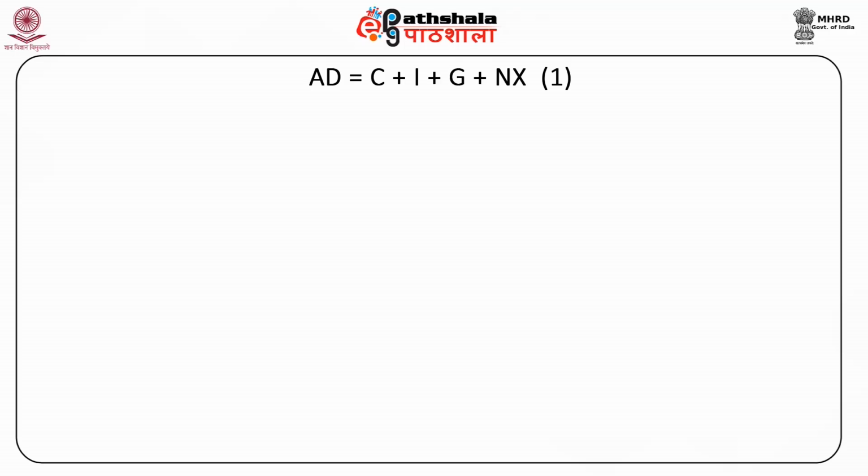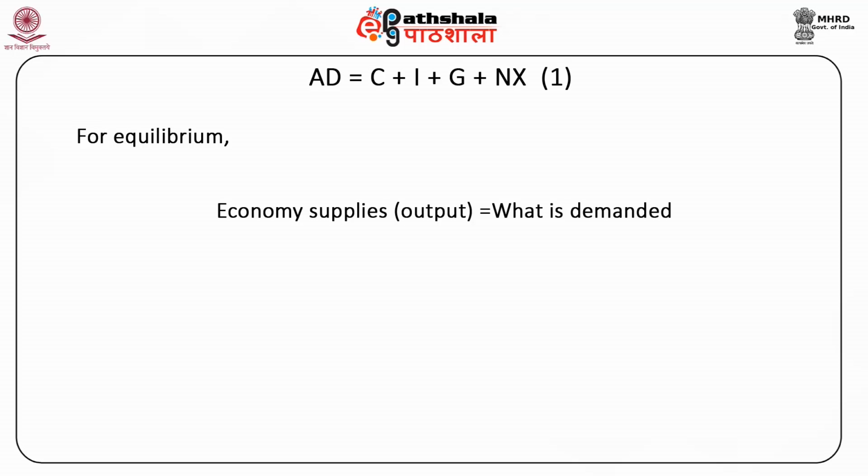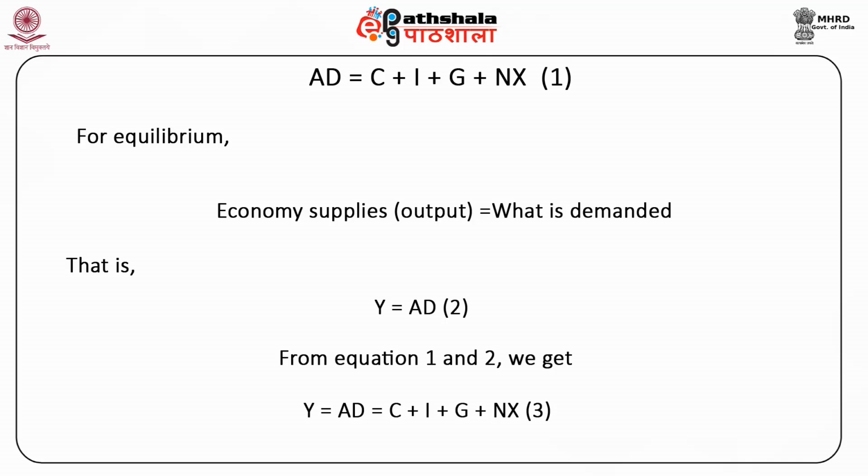For equilibrium, it is required that the economy supplies output that is equal to what is demanded. That is, Y = AD, equation 2. From equations 1 and 2, we get Y = AD = C + I + G + NX, equation 3.